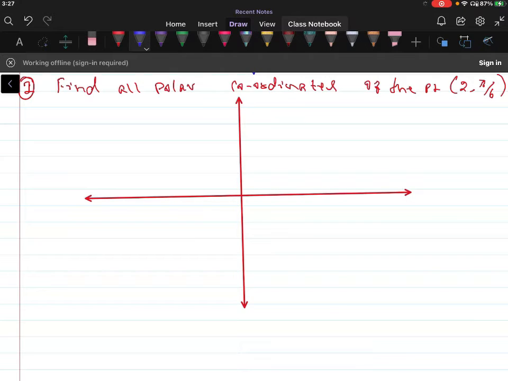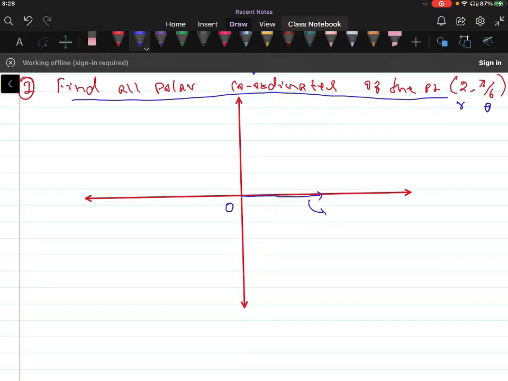Let us consider a second example. Find all the polar coordinates of the point (2, pi by 6), where r is equal to 2 and theta is equal to pi by 6. Let us plot the coordinate point in the plane. Let us fix the origin O and draw the initial ray from the origin.